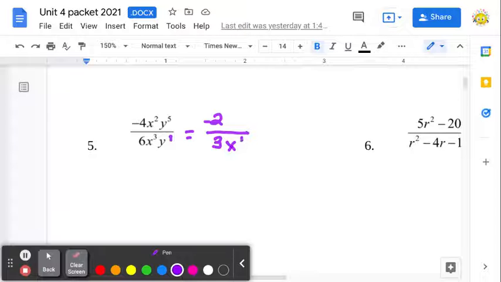And then we look at our y's. Y to the 5 over y to the 1. 5 minus 1 is 4. I'm going to put my answer in the numerator because that's where the bigger exponent lays. So our answer, this is a little messy, is -2y to the 4 all over 3x.